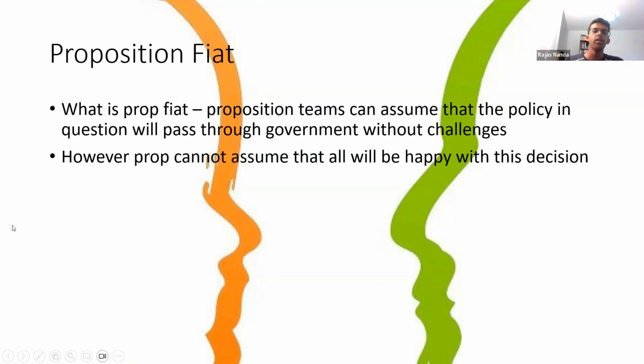Finally, okay, not finally, sorry. Next thing is proposition fiat. It's a very small thing. What it basically means is the motion is always going to pass through government without any challenges.